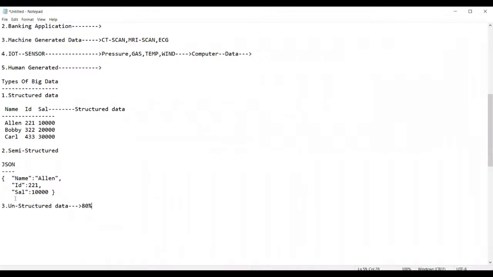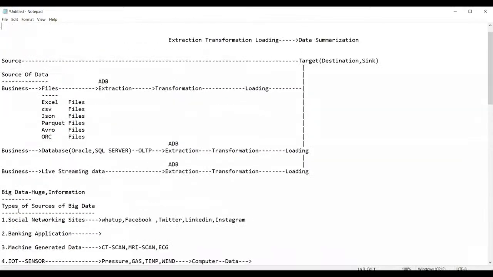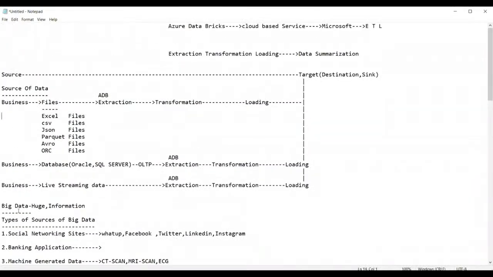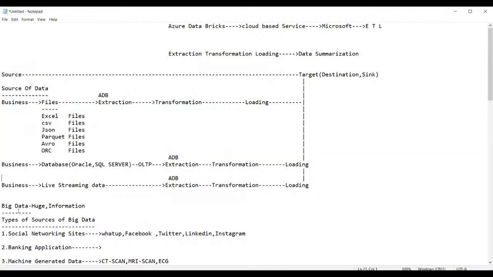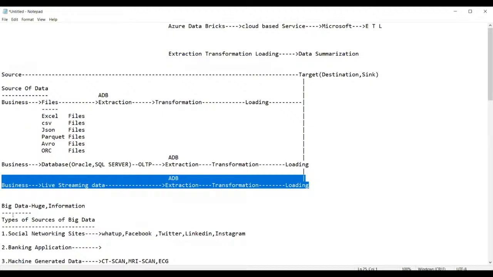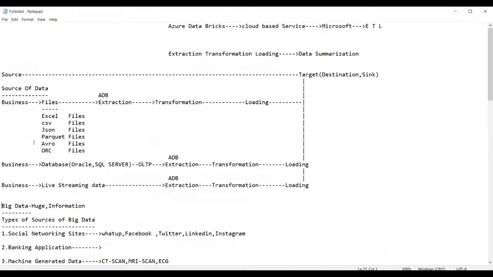So guys, these are the types of big data we can have: structured, semi-structured, and unstructured. And these can be placed into files, or into databases, or we can extract them from live streaming and process them further as they are. So this is how the entire structure works.